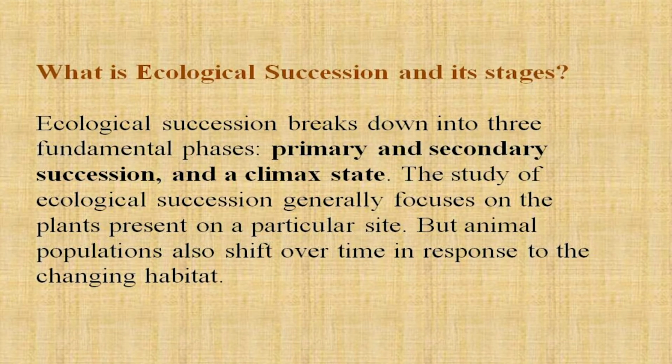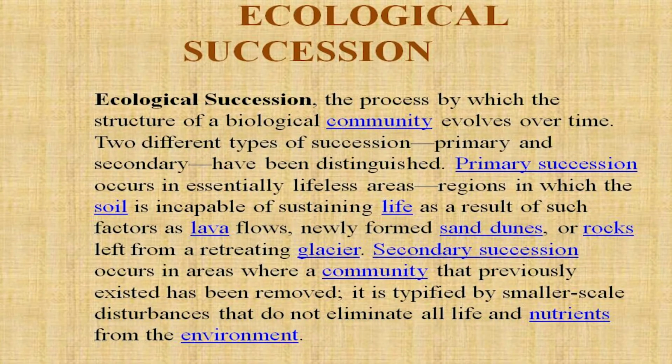And what are the ecological succession stages? Ecological succession breaks down into three fundamental phases: primary, secondary and climax state. These are the three succession stages in the ecological succession. The study of ecological succession generally focuses on the plants present on a particular site, but animal populations also shift over time in response to the changing habitat of the environment. Ecological succession is the process by which the structure of a biological community evolves over time. Two different types of succession, that is primary and secondary.